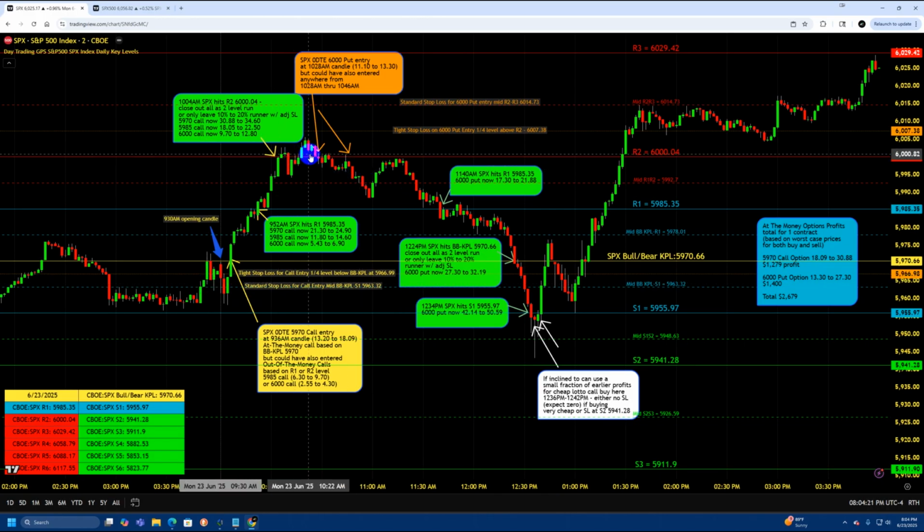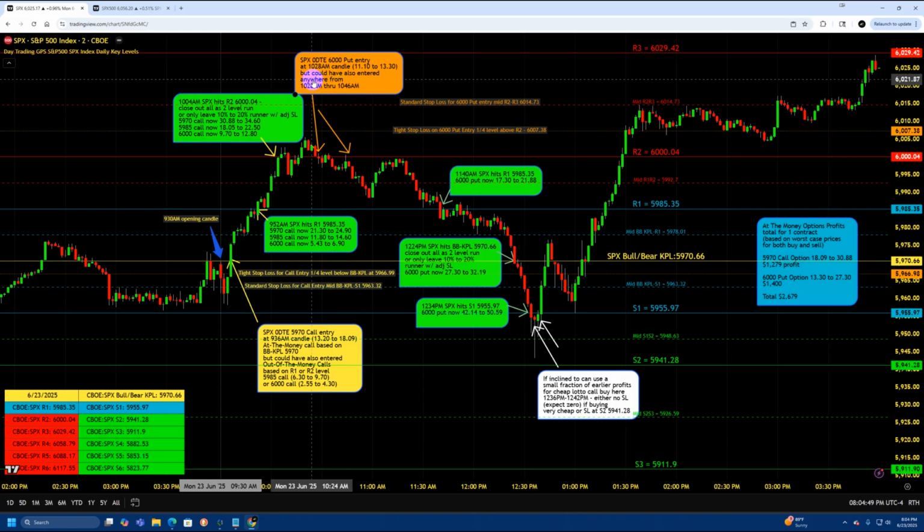So here we're getting some sideways movement, and we're getting the first candle close below this R2 6,000 very important level. So this would be the 6,000 put entry here, and at that time it's 10:28 a.m. The range in this candle for that 6,000 put is 11.10 to 13.30, so that's $1,110 to $1,330 per contract.